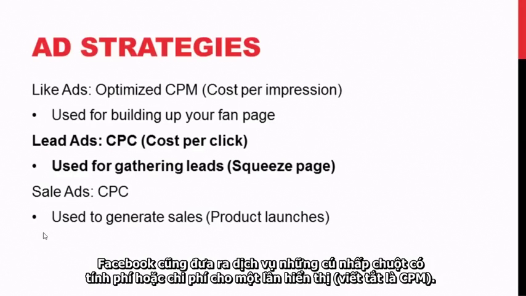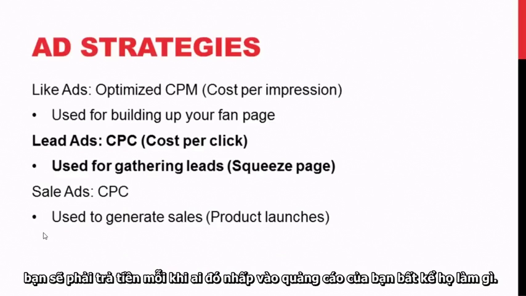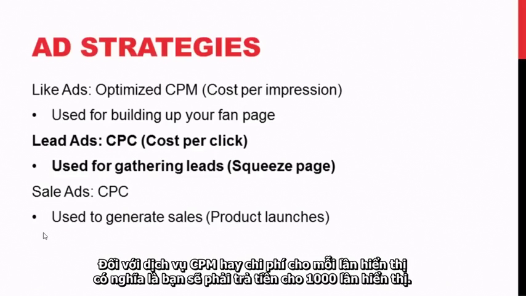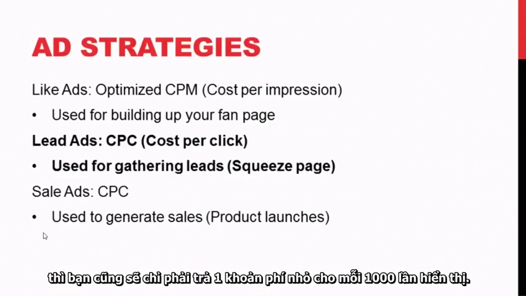Facebook also offers cost per click, or CPM, which is cost per impression. So what that means is cost per click is you are going to pay every time someone clicks on your ad. No matter what they do on the other end, you're going to pay when they click on your ad. A CPM, or a cost per impression, means you are going to pay a flat amount per 1,000 impressions. So no matter if no one clicks on your ad or if all 1,000 people click on your ad, you are going to pay one small fee per every 1,000 impressions.